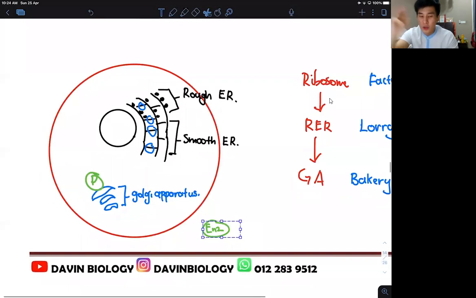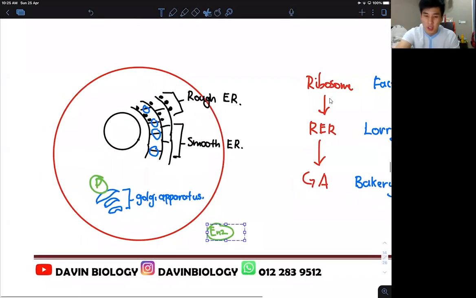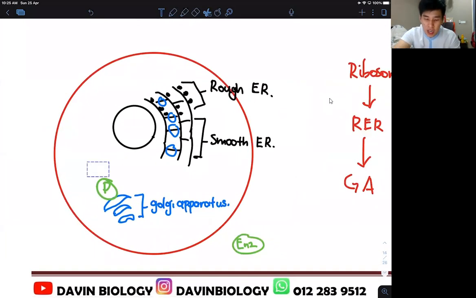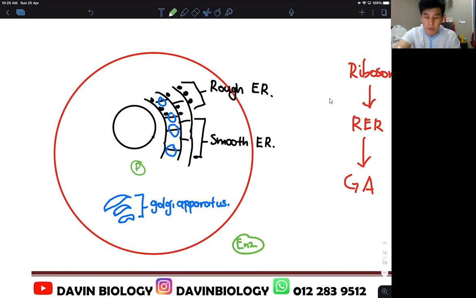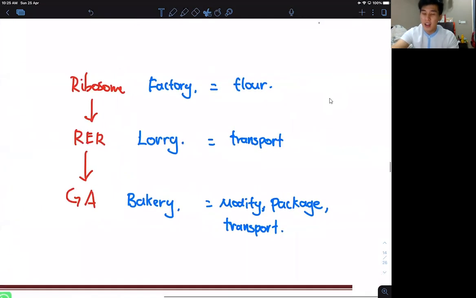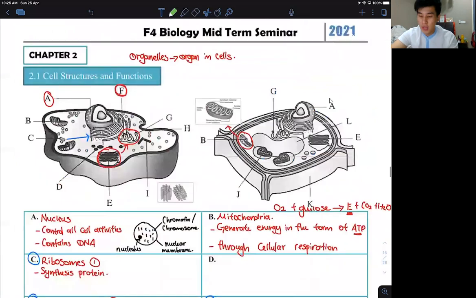Okay. Now, I need to add a few more things. From the rough ER, how do I transport the protein? Actually, I also need to package it first, then only I can transport. It's just like the flour. When you have flour already, how do you transport it to your bakery? You also need to package the flour into a packet first. How can you give the flour to the shop like that? So now I need to add one more thing here.